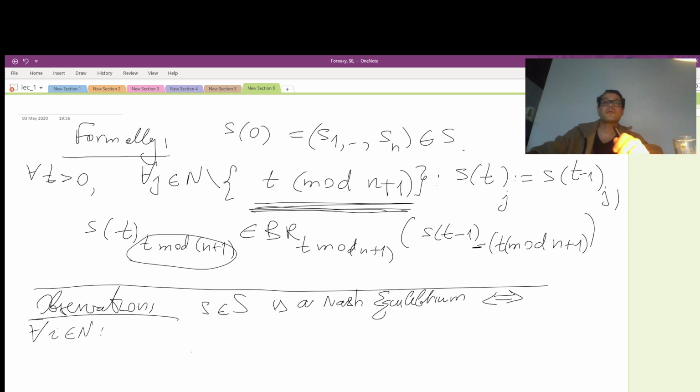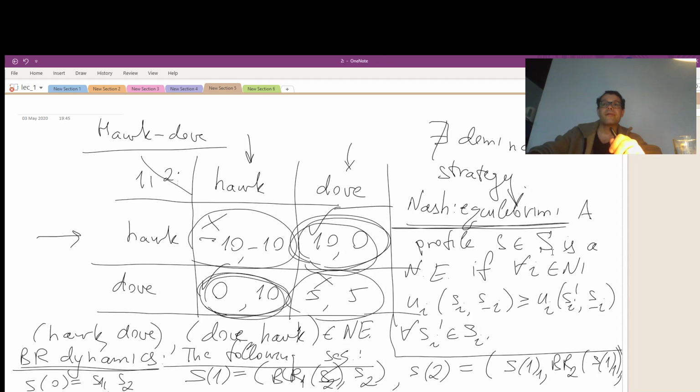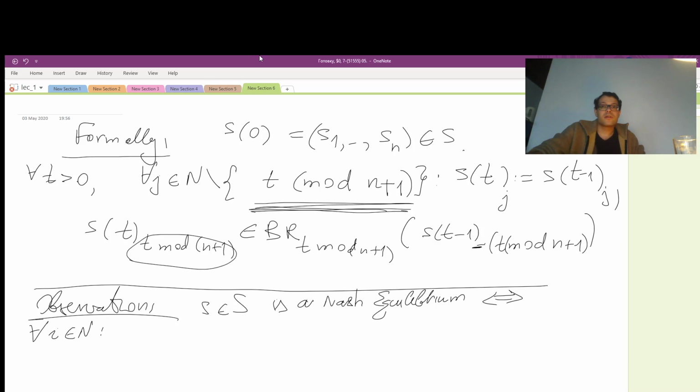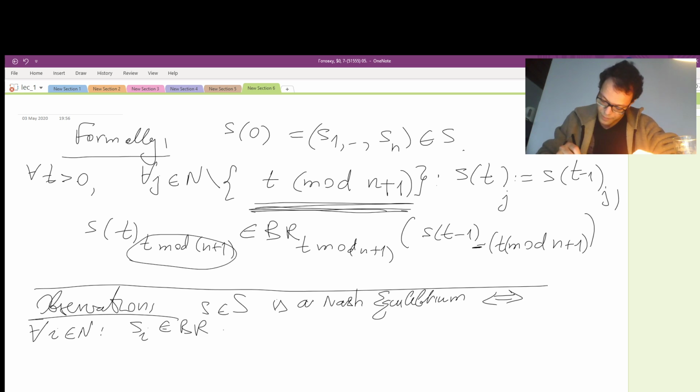I remind you how we wrote it. So for each player, what the player does gives at least as good utility as the player could get with any other strategy. Which basically means it is the same as saying that Si is a best response to S minus i. So a profile is an equilibrium if for each player Si belongs to the set of best responses from his point of view to S minus i. It's an equilibrium if and only if each player best responds to what others do.